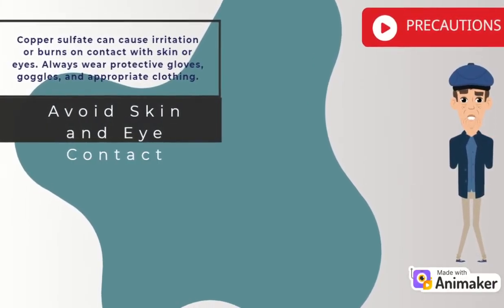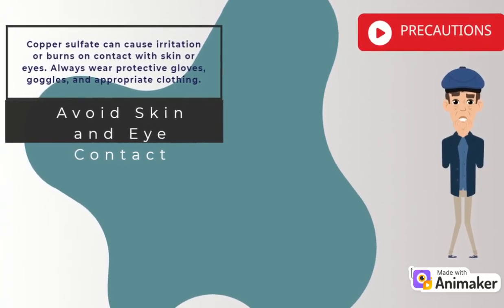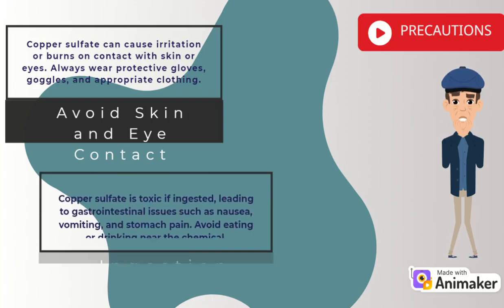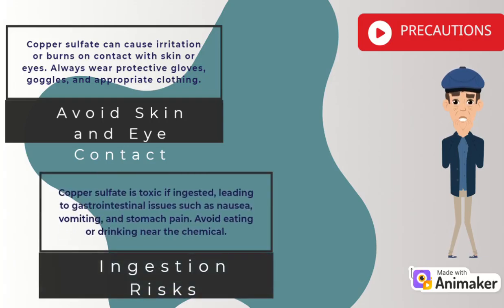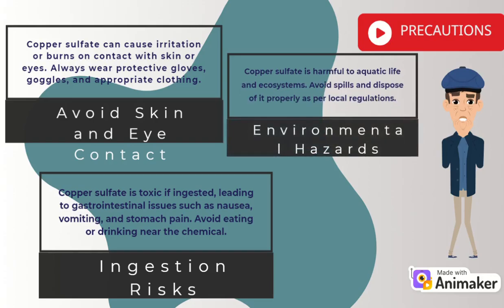Precautions: avoid skin and eye contact. Copper sulfate can cause irritation or burns in contact with skin or eyes. Always wear protective gloves, goggles, and appropriate clothing. Ingestion risk: copper sulfate is toxic if ingested, leading to gastrointestinal issues such as nausea, vomiting, and stomach pain. Avoid eating or drinking near the chemical. Environmental hazards: copper sulfate is harmful to aquatic life and ecosystems. Avoid spills and dispose of it properly as per local regulations.